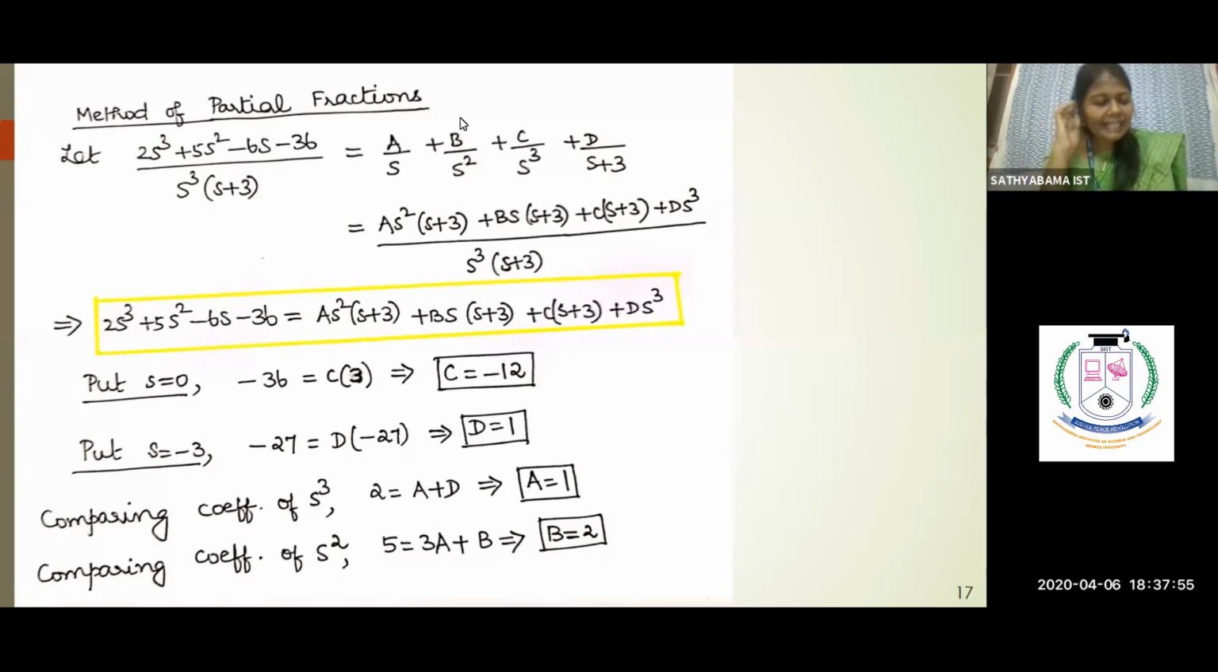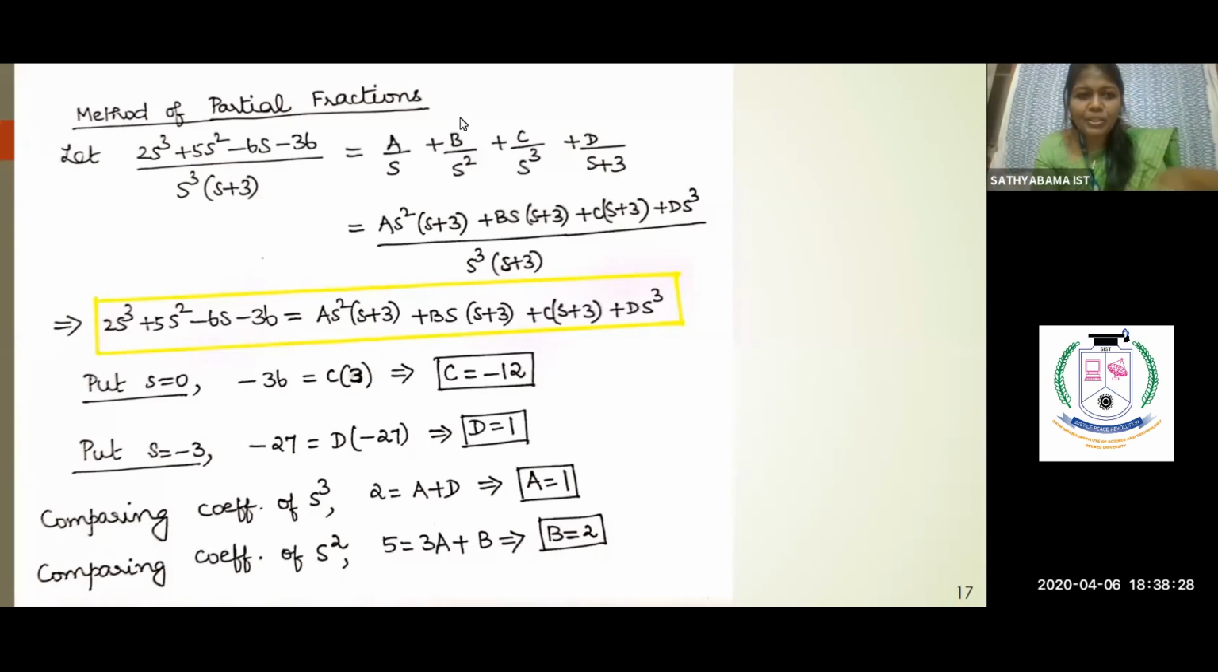Next, I will compare coefficients of S square on both sides. What is the coefficient of S square in the left hand side? 5. So 5 is equal to. What's the coefficient of S square in the right hand side? How many S square terms do we have? 3A is one S square term. Similarly, B is also an S square term. And then I don't have any other S square term. So that is all. I already know what A is. Substitute the value of A here. You will get what B is. Have you understood? So what have we done? We have successfully found the values of A, B, C, and D.